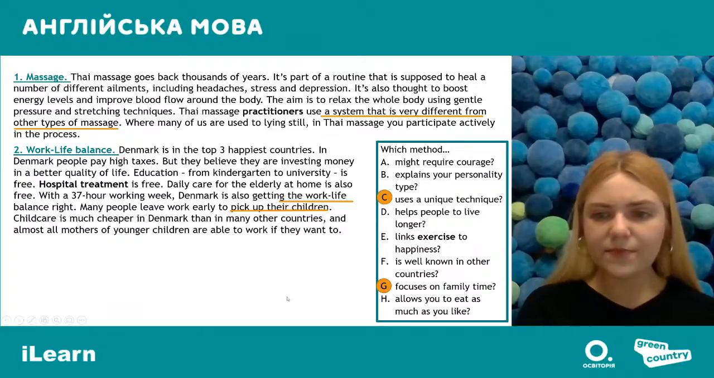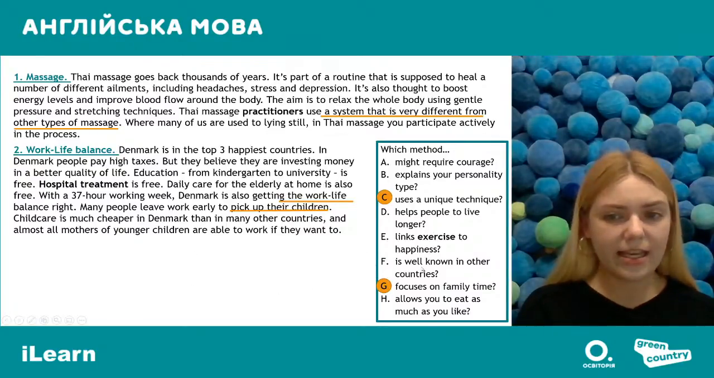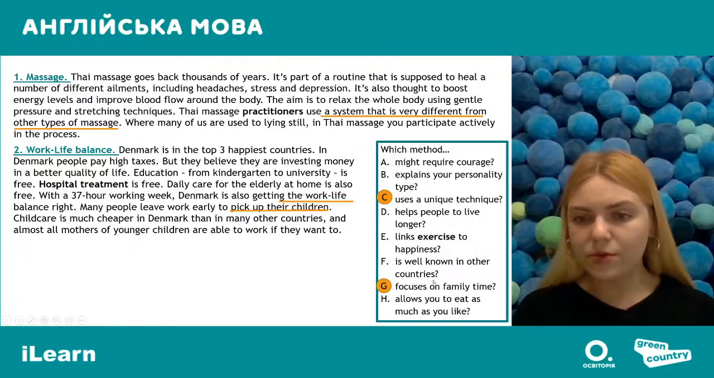And so some people say that that is F. So it is well known in other countries.